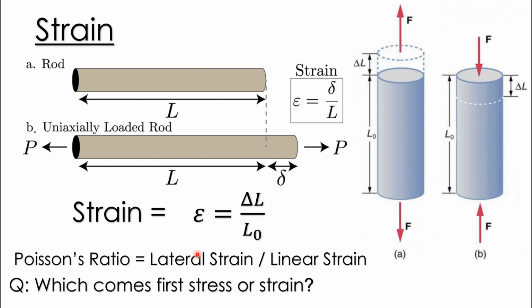Now the question is, which quantity first appears in a deformed body or an object, either stress or strain? So the answer is, when an external force is applied to an object, it tries to deform the object, and when the object is deformed, meaning strain occurs in the body of the object, it will create stresses within the body of the object.